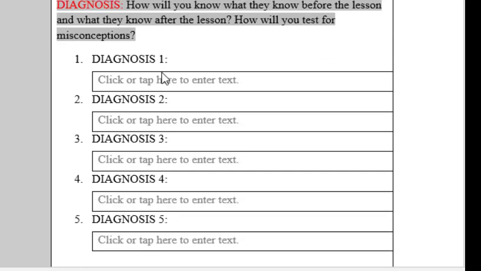Then as we move down a little farther, you're going to have the diagnosis section. In the diagnosis section, how will you know what they know before the lesson and what they know after the lesson? And how will you test for that? So here is where you're going to be putting in some form of testing or some form of wanting to know what the students already know. So whether that be giving them a quiz before they start class and then teaching your unit and then giving them the same quiz when you're done with class to see what they've learned, that would be one type of way that you could check on assessment of the unit that you've taught your students.